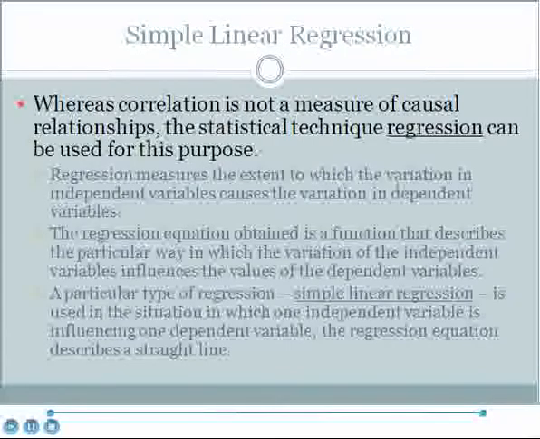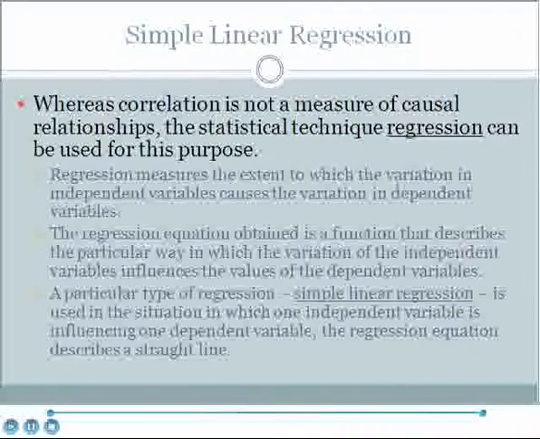Whereas correlation is not a measure of causal relationships, the statistical technique regression can be used for this purpose. Regression measures the extent to which the variation in independent variables causes the variation in dependent variables. The regression equation obtained is a function that describes the particular way in which the variation of the independent variables influences the values of the dependent variables.